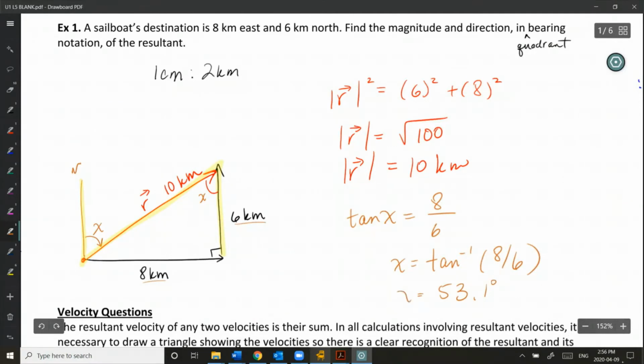53.1 degrees. Now that's this angle inside here. If you found the other one, you're going to simply subtract from 90 degrees and you'll have the correct angle. And that means that this one is also 53.1 degrees using the Z pattern. So when we state our resultant here, we're going to say that the resultant is 10 kilometers north, 53.1 degrees toward the east.